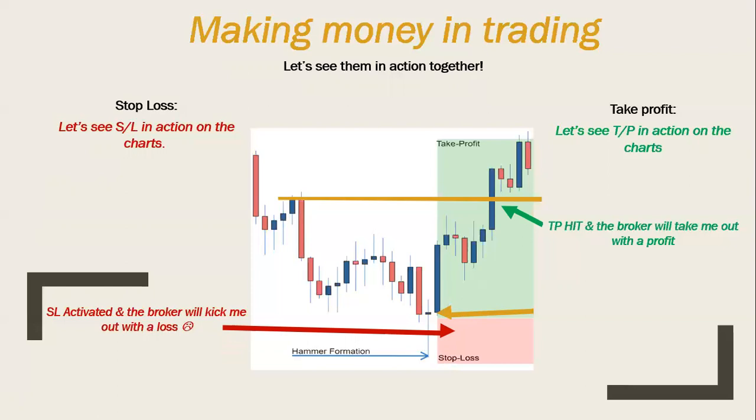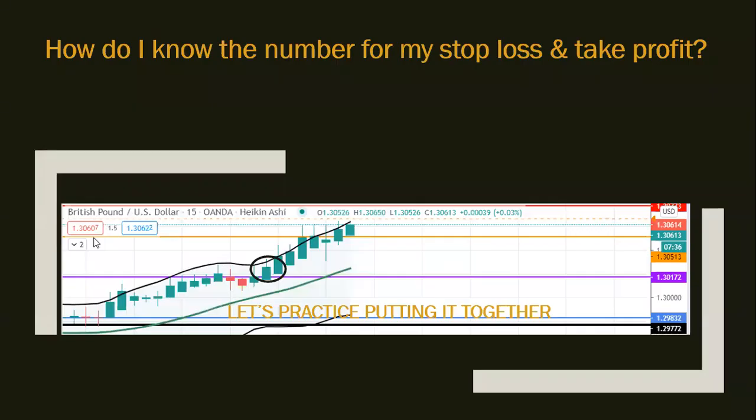So that's how stop loss and take profit works. They work together. They're there to secure your account and to help you make money. So we need both of them because they help to secure our bag. Now, a question that I have a lot of times with new traders is, how do I know the number for my stop loss and my take profit?